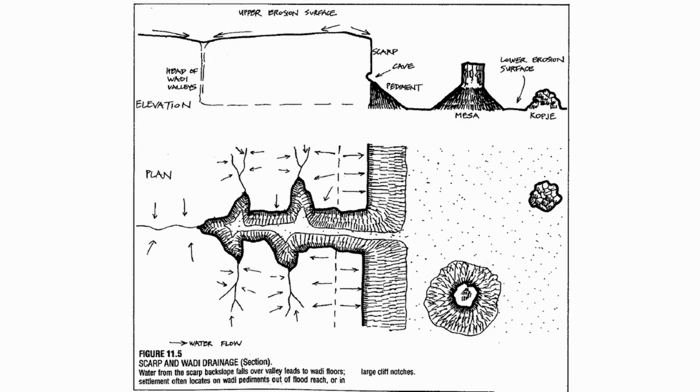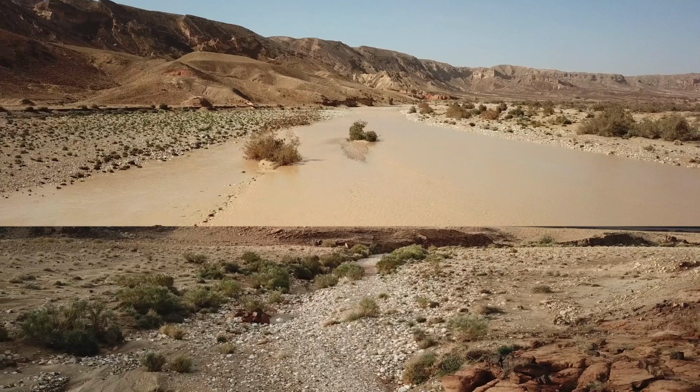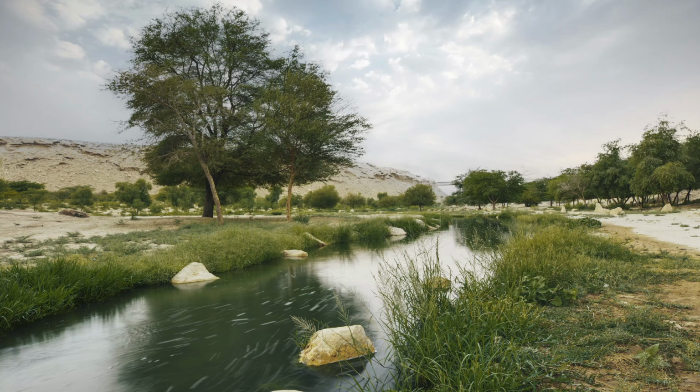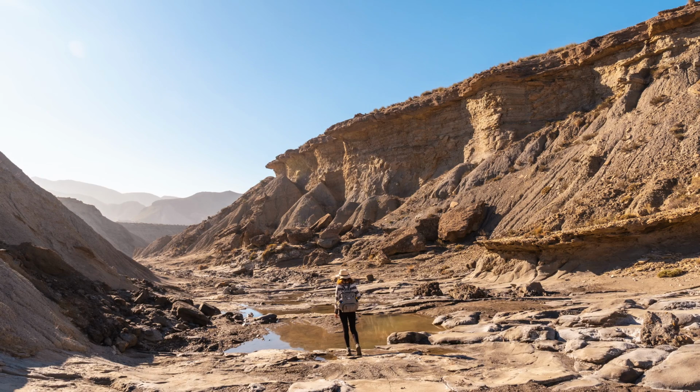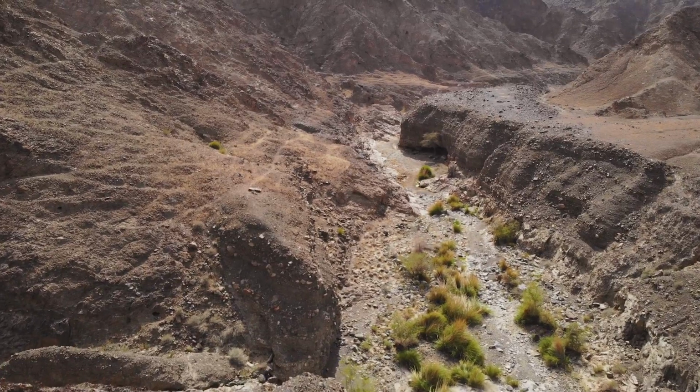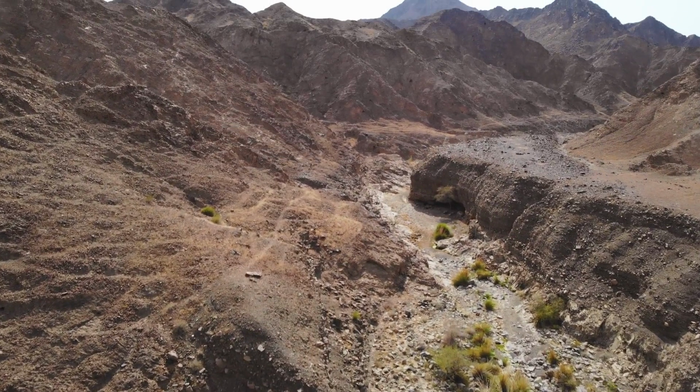For example, you have a wadi floor, which refers to the bottom or bed of a wadi, which is a dry riverbed or valley that typically carries water during periods of heavy rain or flash floods. During dry periods, the wadi floor may be completely dry, consisting of compacted sand, gravel, or rocky terrain.